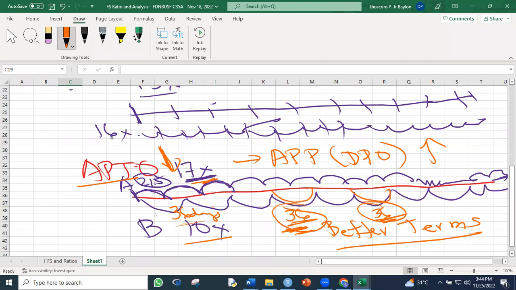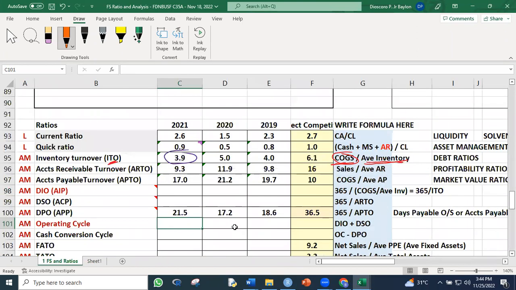Higher APP here, 21.5 days for A and 36 days for company B. Okay, better terms. Longer APP, longer DPO. DPO means better terms, assuming that these companies pay on time.